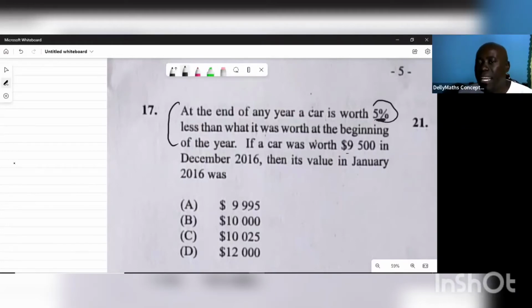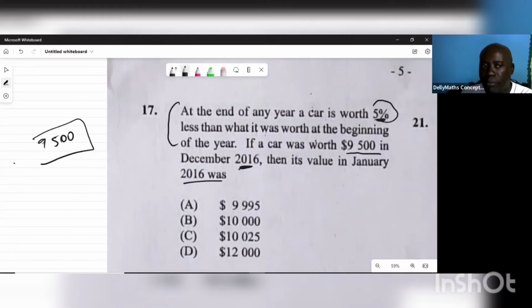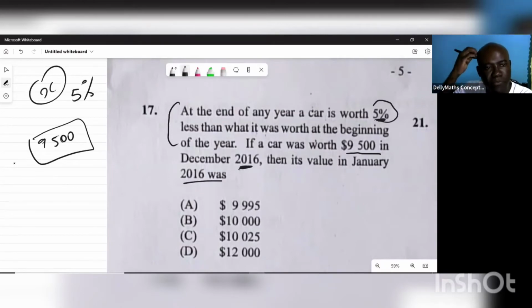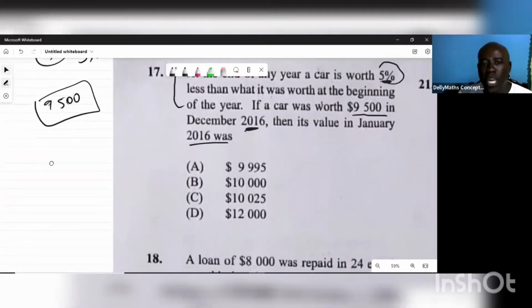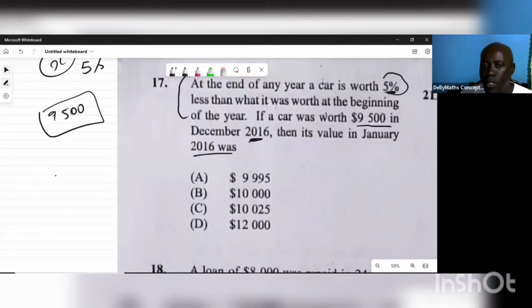If a car is worth $9,500 in December, then its value in January was what? So they are telling you to go back in the past. They're telling you that this 9,500 is what remained after 5% came off. So what was it before, such that when 5% comes off, it reaches that? Sometimes you can work from your answers backwards. In other words, one of these amounts, when 5% comes out of it, turns into 9,500. That's what they're saying.